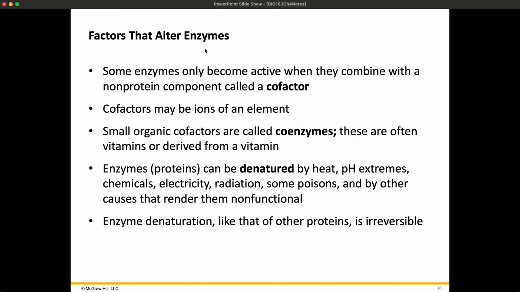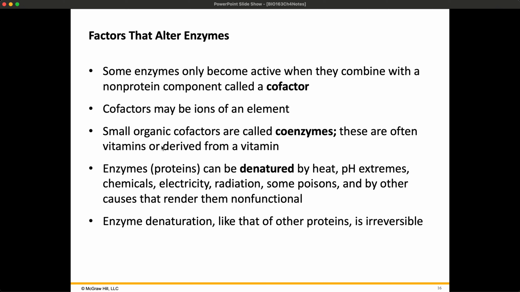So looking at factors that alter enzymes, this goes back to what I was saying right at that first slide about how you can survive off of just Snickers and potato chips. I've had friends that do that, and it works. It happens. But you're missing out on some of these cofactors and coenzymes. These alter enzymes to make them function even faster, and some only become active when they have this cofactor bound to them. They can be ions of an element. So remember, an ion is a charged variant of an element. Organic cofactors, things from vitamins or derived from vitamins, are your coenzymes.